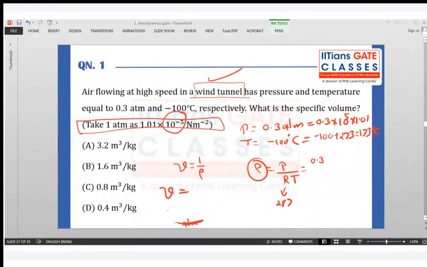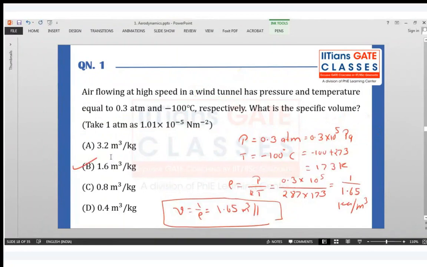Sir, it's coming 1.63 meter cube per kg. Perfect. Yes. Anil, you got it? I also got 1.65, but that's okay. It's closest to the 1.6. Okay.